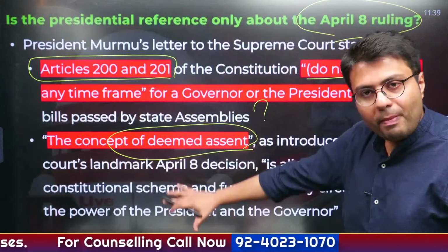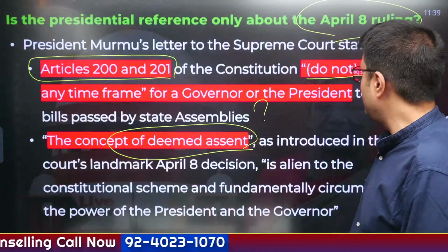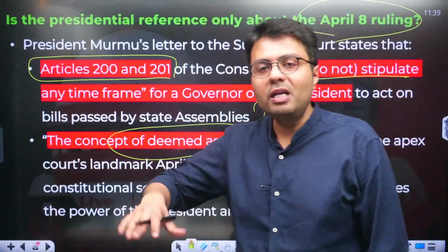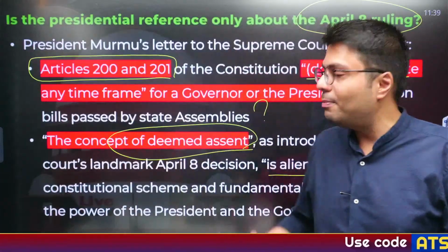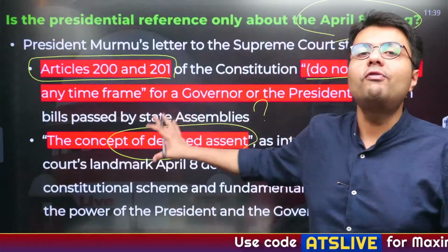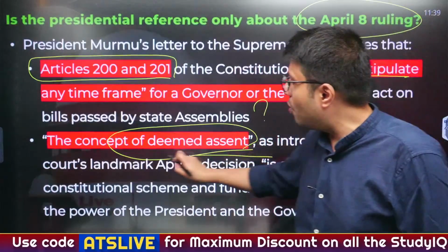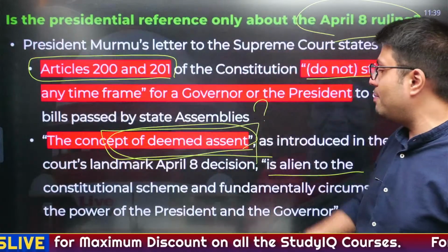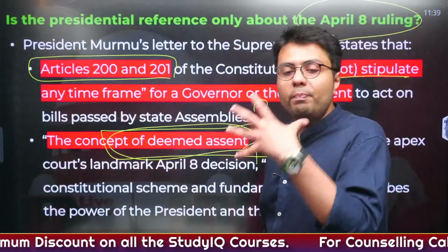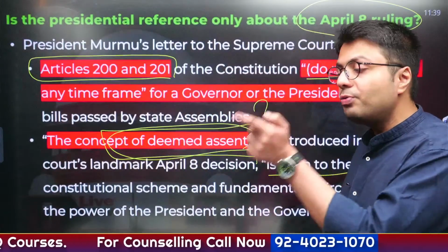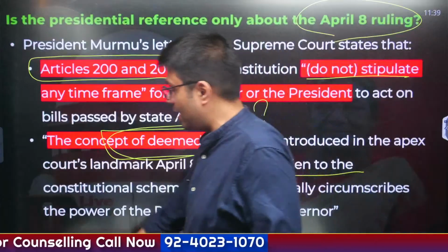So Madam President is asking the Supreme Court a question about something not present in the Indian constitutional scheme. How can the Supreme Court give a decision which was meant for the executive, that is the governor? So this is also a question asked by Madam President, whether the Supreme Court can use its extraordinary power to give a decision which was originally meant for the governor.